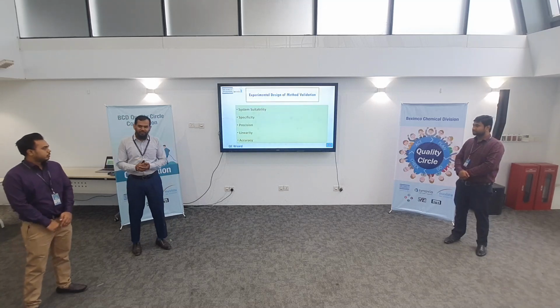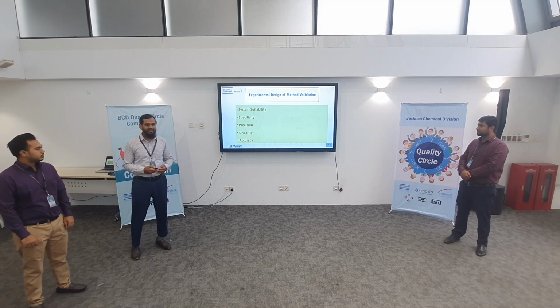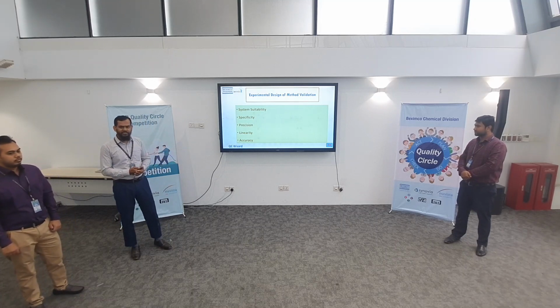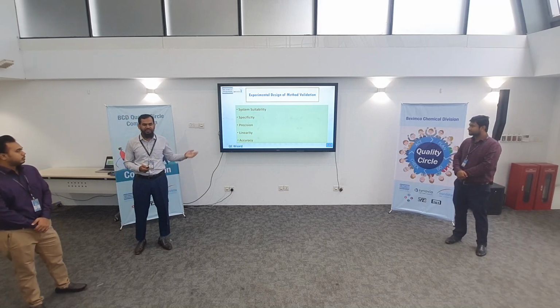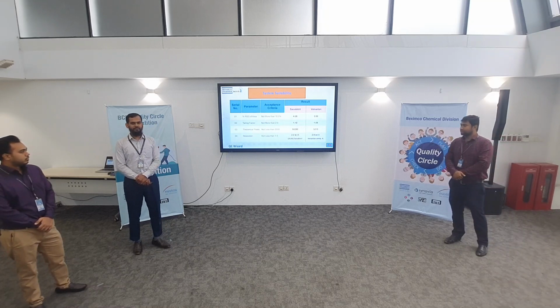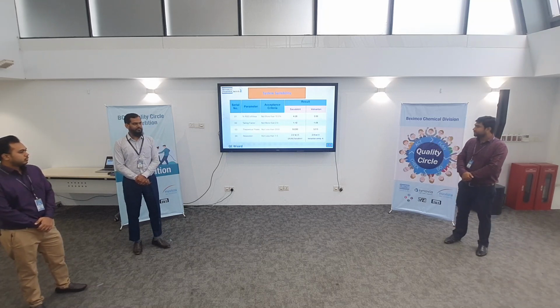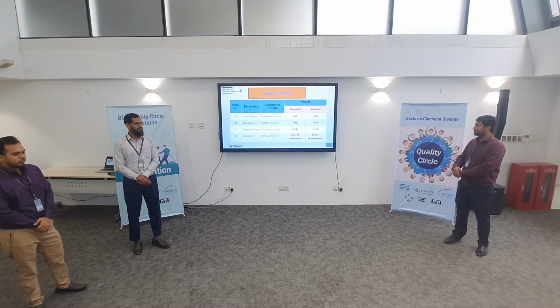In pharmaceuticals, when a new method is used or a patent is changed, we need method validation. So we validated our newly developed method by using these crucial method validation parameters: system suitability, specificity, precision, linearity, and accuracy. And this is the data of system suitability, where it is clearly visible that the percentage RSD, tailing factor, theoretical plates, and resolution of each peak are within limits.